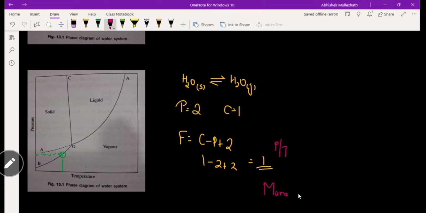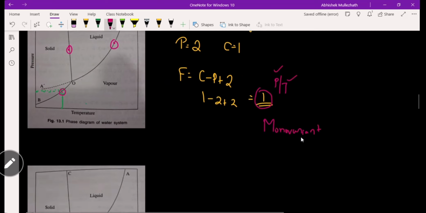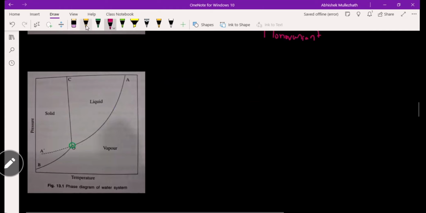So with these examples, we can conclude that if our system is exactly on any of the curves, the system would be monovariant. So either pressure or temperature would be required to define that particular system. Now let us check out this special point. Here you can see that all three different curves are meeting at a particular point called O.